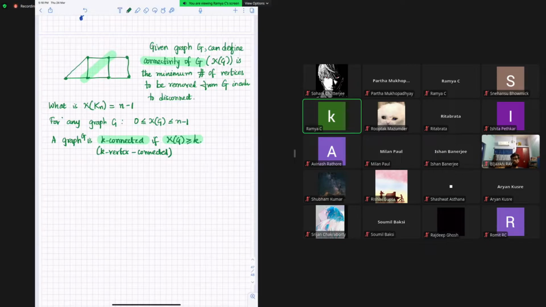Okay. So you can have graphs that are two connected, but not one connected. So you have to remove at least so many vertices from the graph. So this is kappa of G.